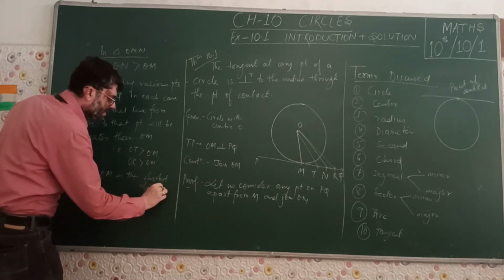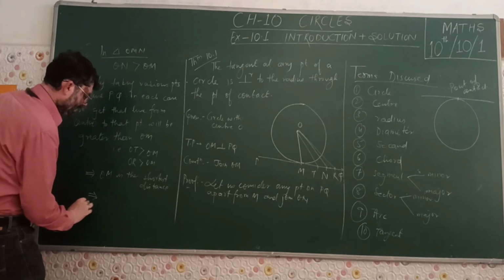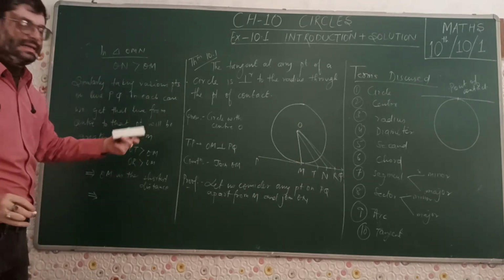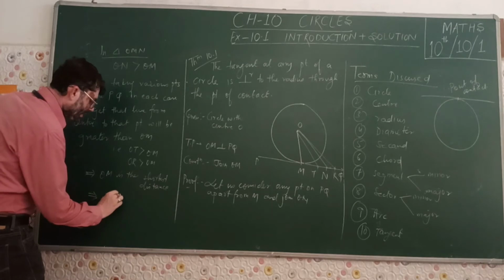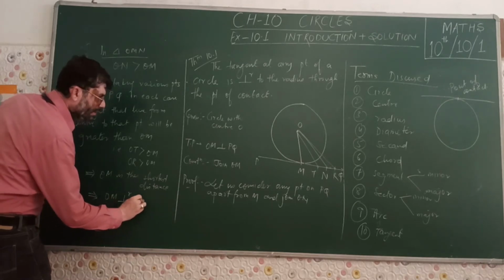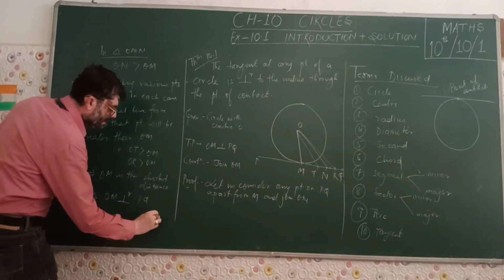And if it is the shortest distance, then we know that the shortest distance from a point to a line is always perpendicular to the line. So we can say OM is perpendicular to PQ.